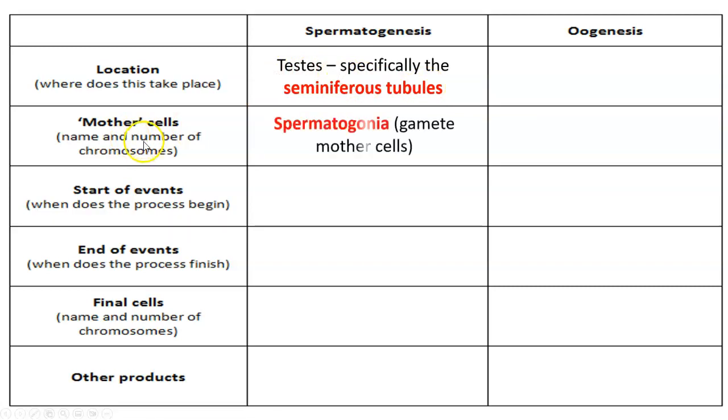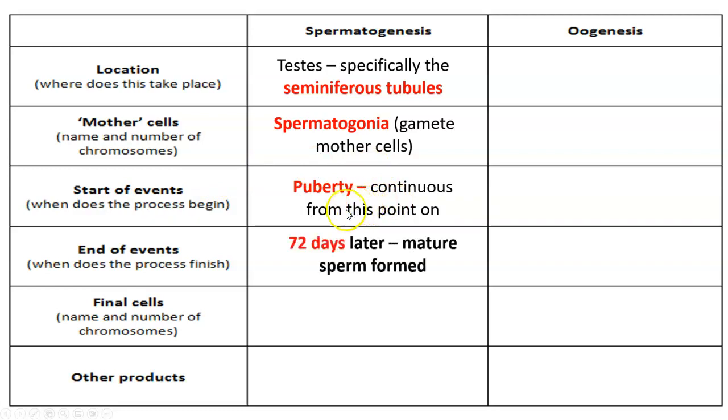The mother cells are the spermatogonia, and this process, of course, only starts at puberty, but from this point on, it is continuous until death. The immature spermatozoa will reach their final maturity 72 days later. This, of course, happens in the epididymis. Now, the final number of cells that are formed are 4. These cells are haploid spermatids, and they will form from secondary spermatocytes.